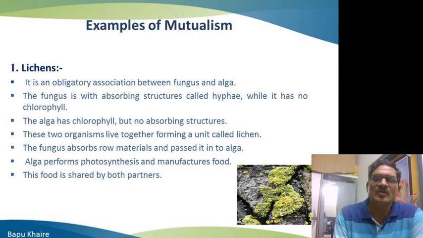The fungus absorbs raw materials and passes them to the alga. The raw materials are in the form of water, nutrients or carbon. And the alga performs photosynthesis and manufactures the food. This food is shared by both partners. Therefore, they are mutual to each other. One cannot live without the other. So this is the symbiotic or obligatory association.